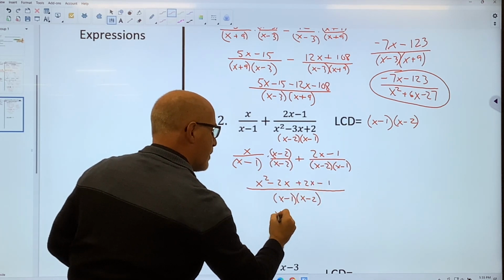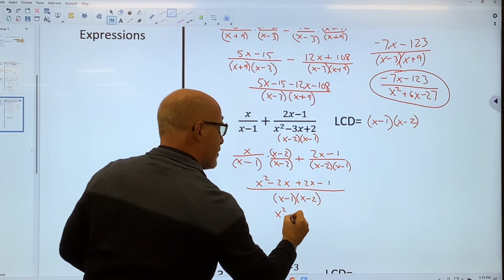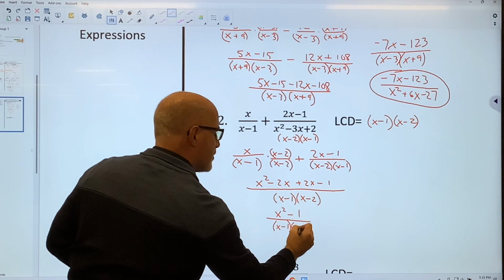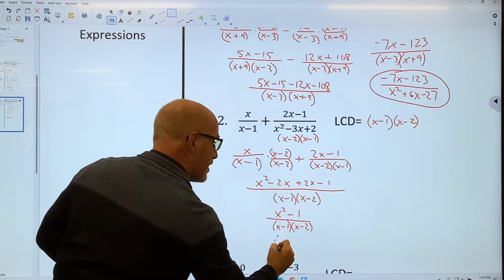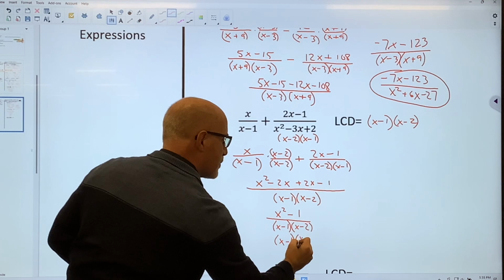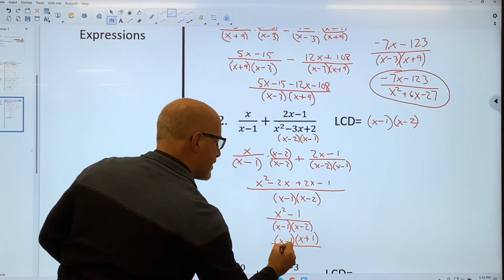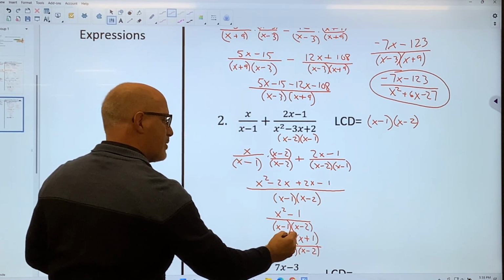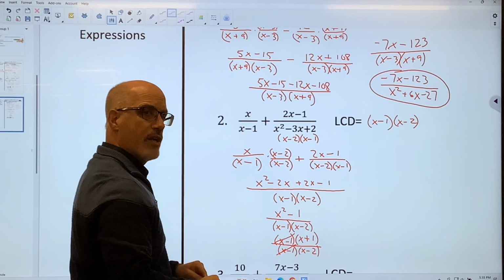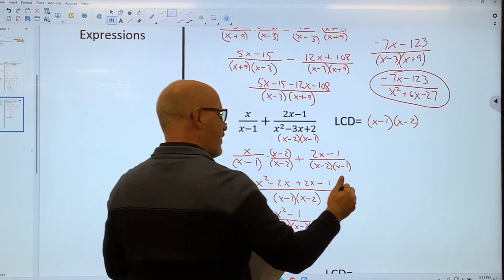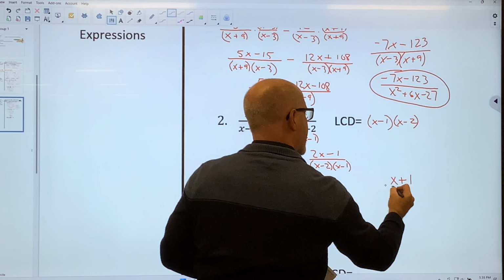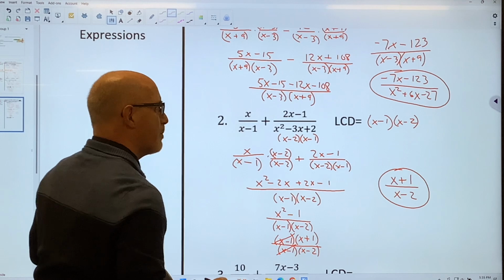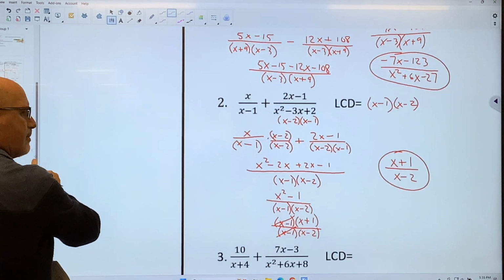Notice that the 2x's, negative 2x and plus 2x, will reduce out. So you get x squared minus 1 over x minus 1, x minus 2. Now this factors. It factors into x minus 1, x plus 1 over that x minus 1, x minus 2. Notice that these x minus 1s will reduce out. They're the same factor. So I can simplify by taking those factors out, and I end up with a final answer of x plus 1 over x minus 2. So make sure you do that last step of reducing.